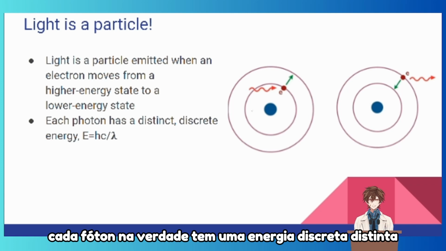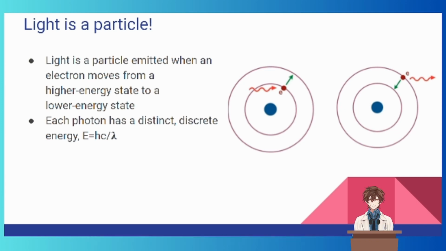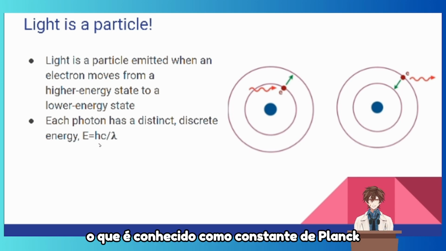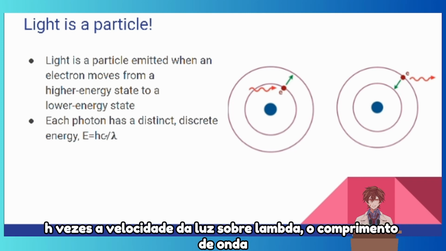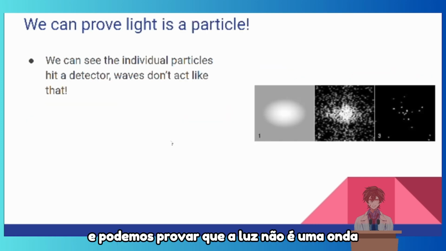Each photon actually has a distinct, discrete energy. All of its energy comes in specific packets. And that energy is E equals Planck's constant h times the speed of light over lambda, the wavelength. And we can prove light isn't a wave, it's a particle.